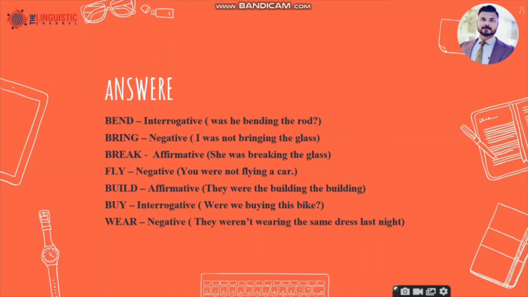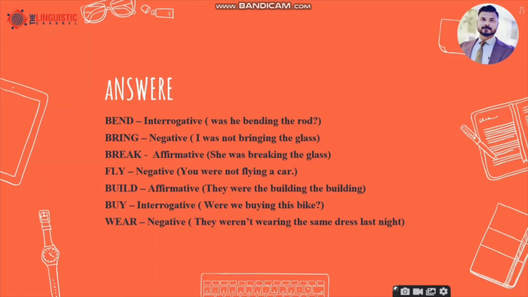So now you see the first sentence is with the verb bend. So was he bending the rod? Interrogative था इसलिए हमने was पहले लगा दिया. तो was he bending the rod? ठीक है? मतलब क्या वो rod मोड़ रहा था?